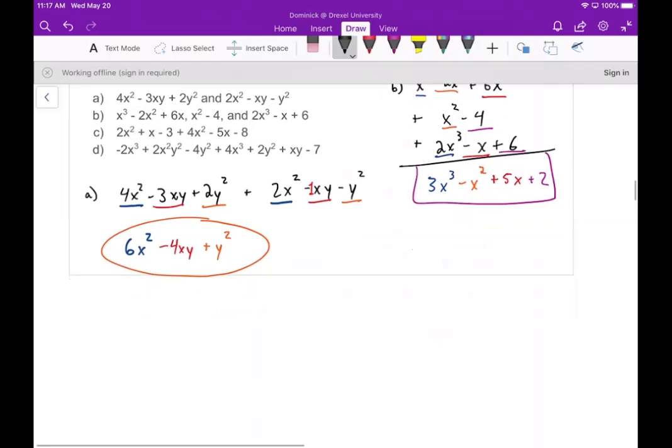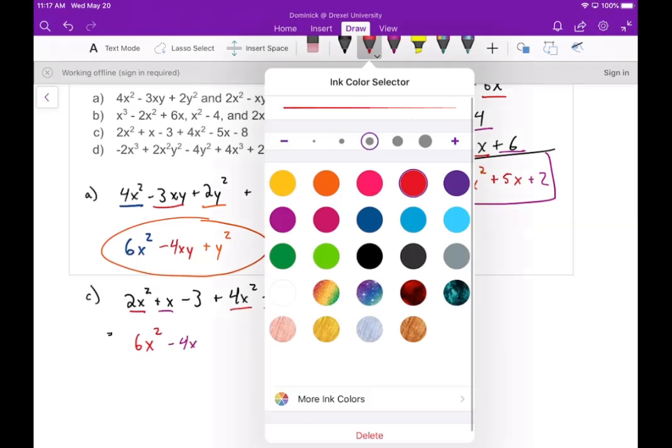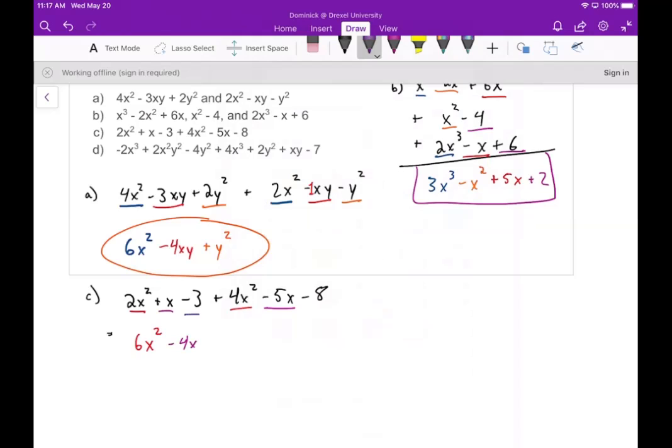Now in part C, parentheses aren't given in this one, but we don't really need them for addition of polynomials. We just need to combine like terms again. We have 2x squared and 4x squared, so there's 6x squared. I have a plus x and a minus 5x, so together they're minus 4x. And then I have a minus 3, minus 8, so together they're minus 11.